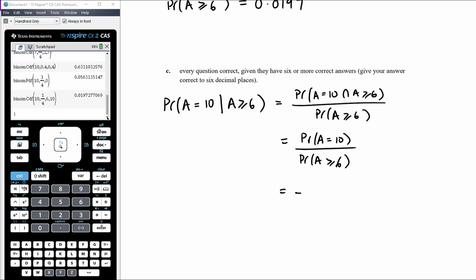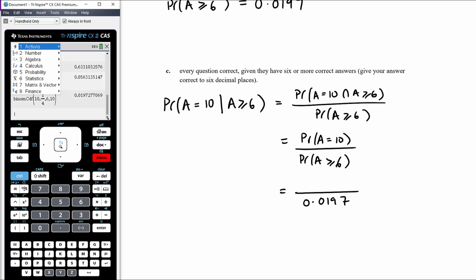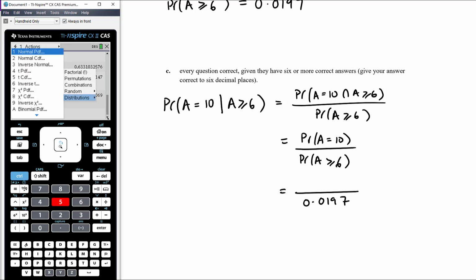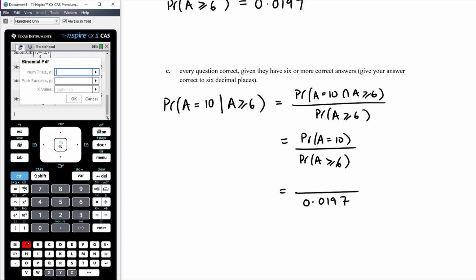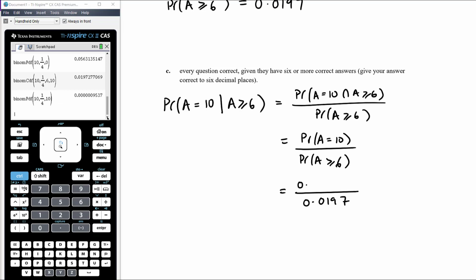So we've already got the denominator from the previous question, 0.0197. Probability that A is equal to 10, menu 55A, 10 and 1/4, and we want 10. This should be a very low probability, I think. Alright, so yes, 0.000, how many zeros have I got there? 1, 2, 3, 4, 5, 6 zeros, 9537, over 0.0197. Okay, so it's going to be that answer there. Now that's not our final answer, so don't worry about the rounding of that. Divided by that answer up there.